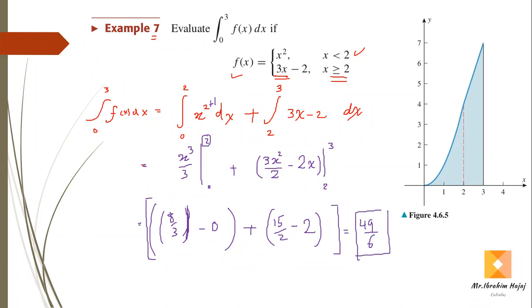Using the calculator, 8 over 3 plus 11 over 2. Yes, 11 over 2. In all, the first bracket is 8 over 3 and the second bracket is 11 over 2, which equals 49 over 6. Any questions, guys? Okay, any questions? This is the final answer, 49 over 6. So here we divided the area according to the definition given, because the function is defined as a piecewise function.